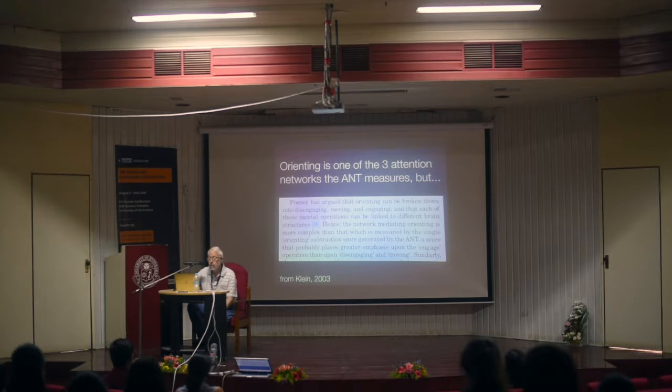Posner himself inferred that orienting entails engaging attention, disengaging attention, and moving attention. And he proposed three different neural circuits were responsible for each of these, we'll call it sub-mental operations of orienting. And yet in the attention network test, there's just one subtraction score that we're supposed to use to measure orienting. So what we'll see today is other things.